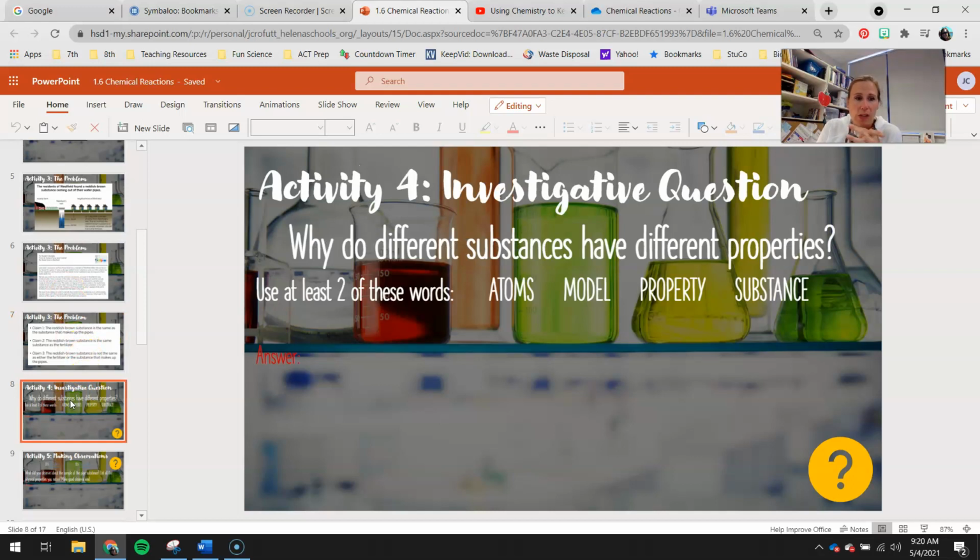Okay, so look at those claims again and choose one you think might be the best. And then answer this question: why do different substances have different properties? So we're going to look at those. Obviously, we're going to be looking at 3 different substances: the fertilizer, the pipe material, and the reddish-brown unknown substance. So why do different substances have different properties? Use at least 2 of these words in your explanation: atoms, model, property, and substance.